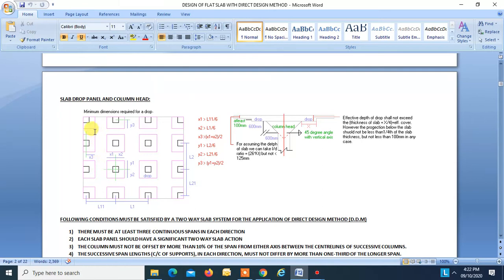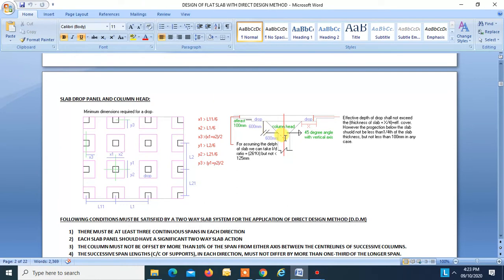If it is an exterior drop, then x3 should be greater than x1 plus x2 divided by 2 plus half the width of the column. Similarly, y3 should be greater than y1 plus y2 divided by 2 plus half the width of the column. Okay, so these are the minimum dimensions required. Okay. Now this is a column head which is a part of column. Okay, this should make 45 degrees with the vertical. Okay, and so total angle should be 90 degrees. Okay. So this is the portion which is considered in design.